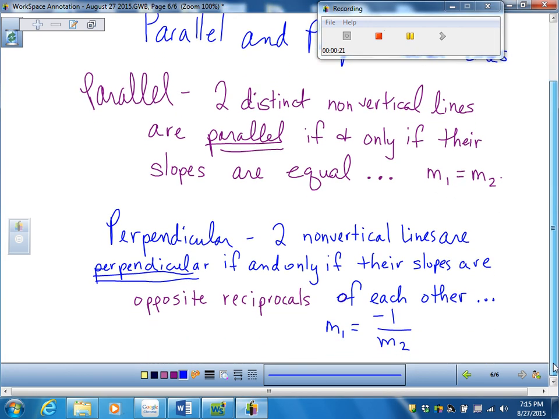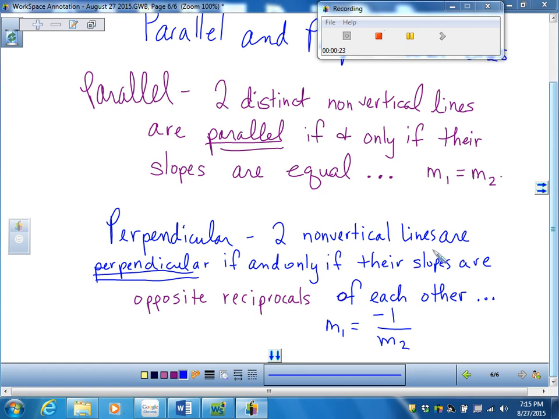Perpendicular, definition. Two non-vertical lines are perpendicular if and only if their slopes are opposite reciprocals of each other. In other words, m1 is equal to negative 1 over m2. The negative is where the opposite comes from. Reciprocal: if you put 1 over a number, then you have achieved the reciprocal of the number.